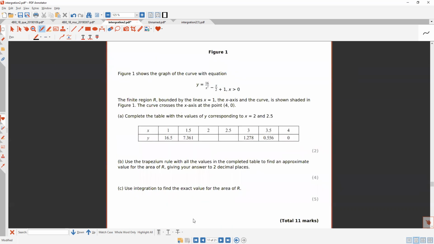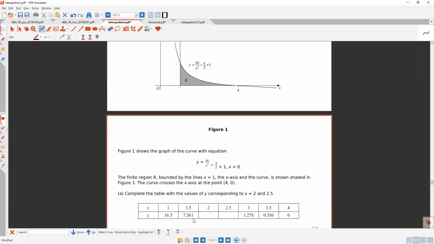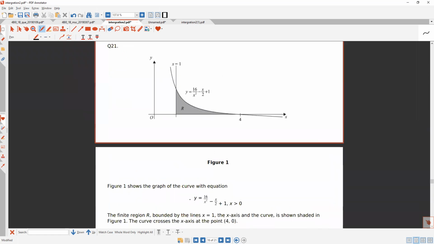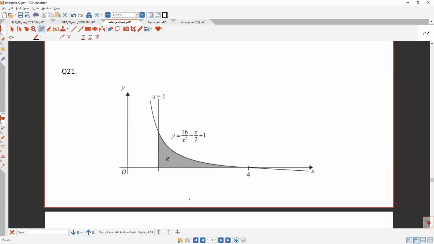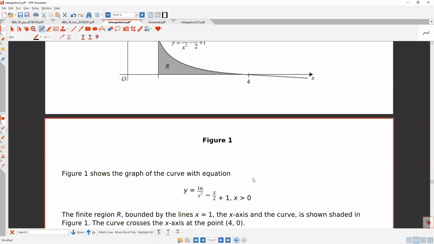Yes, looks okay. 11 marks question. Fine, very good. So let's try. So this question has been given to us. This is the graph, and there is a region R between x equals 1 and x equals 4. And this is the equation of that graph. Now, if I'm not wrong, there has been some printing mistake. So it should be y is equal to 16 by x square minus x by 2 plus 1, if I'm not wrong. That is the question over here.